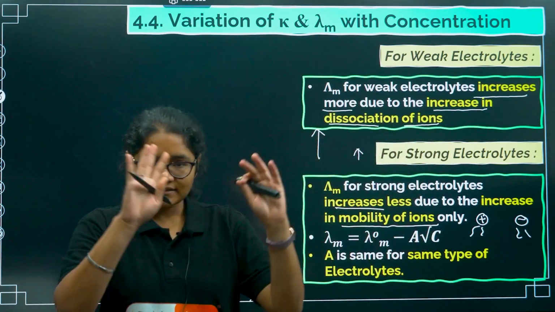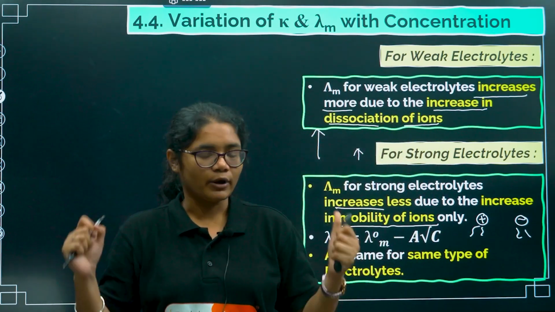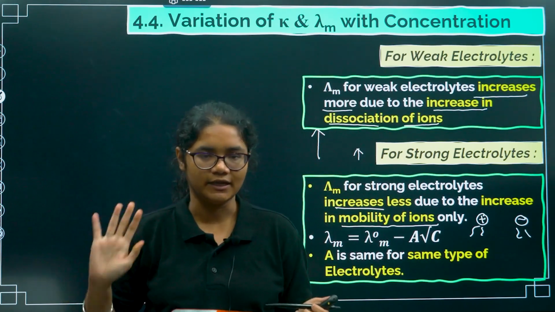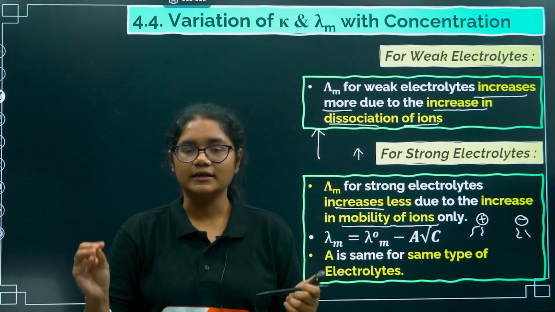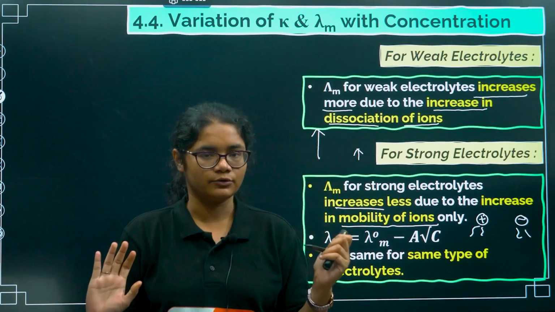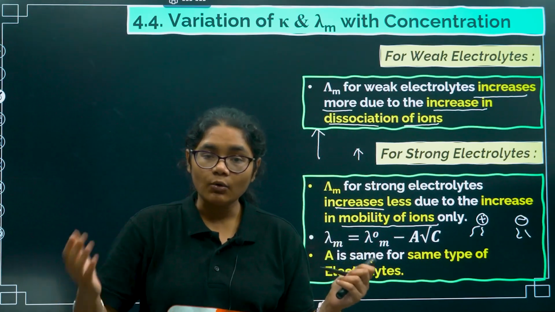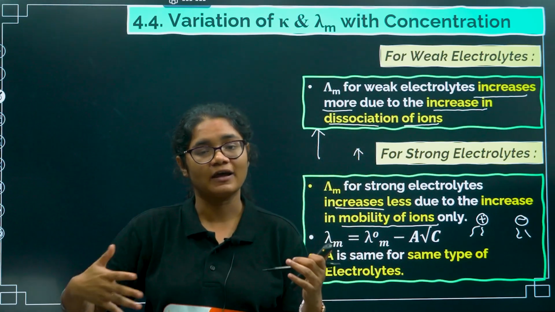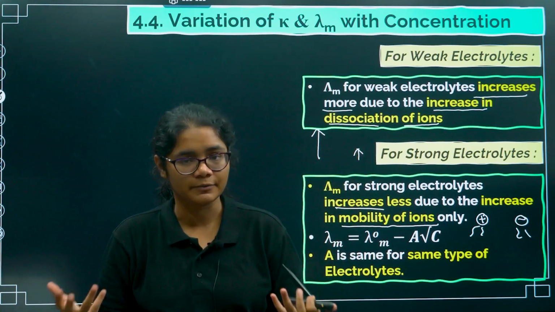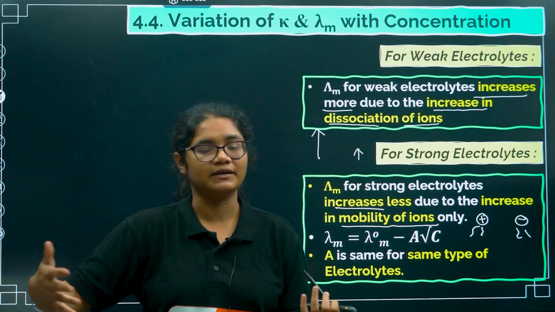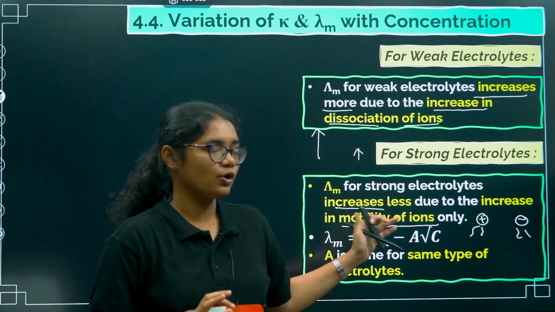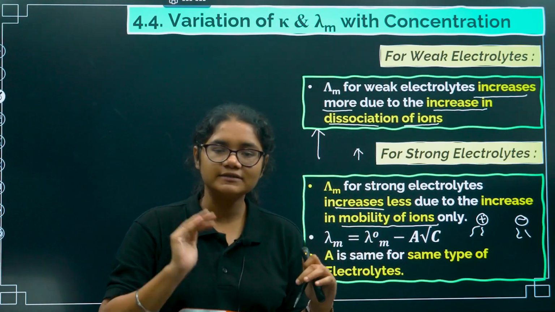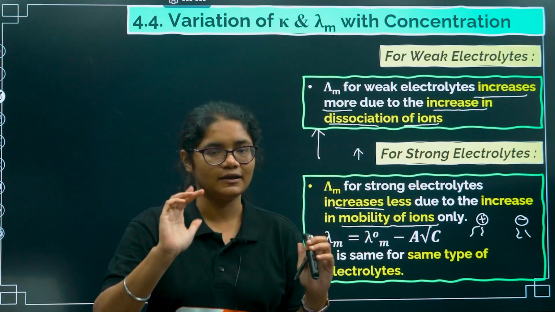Clear? Once again I want to repeat everything, listen point wise. First point, when you decrease the concentration, molar conductivity will increase. Molar conductivity will increase both for weak electrolyte and strong electrolyte, but the increase will be more in weak electrolytes. The reason for that is the dissociation of ions will increase, more number of ions will be produced, as a result of which the conductivity will be more. In case of strong electrolytes, only the mobility has increased, the number of ions has not changed. So the increase will definitely be there, but only a slight increase.